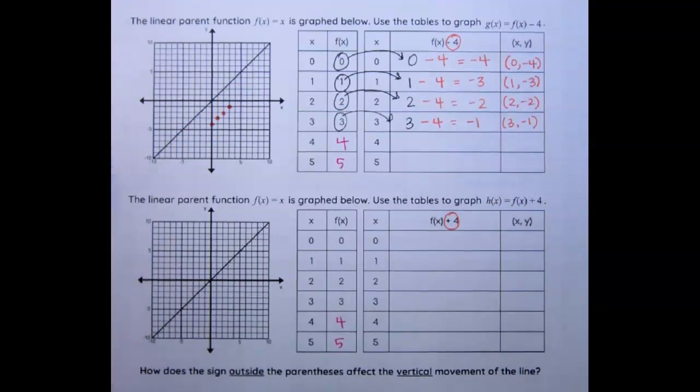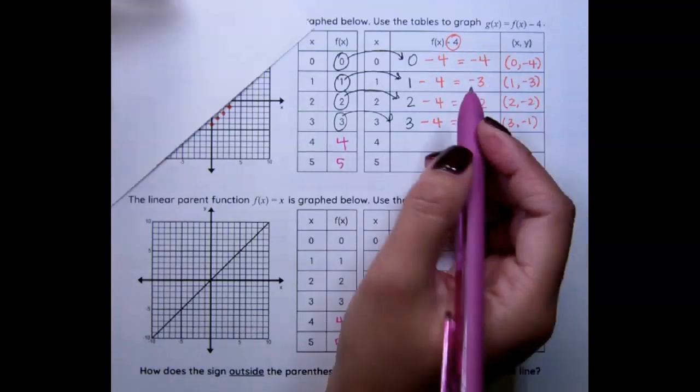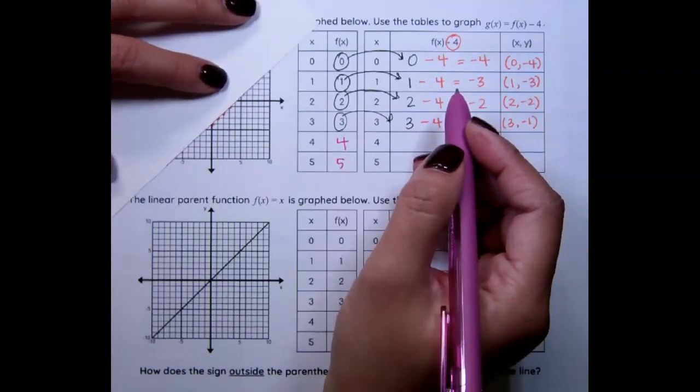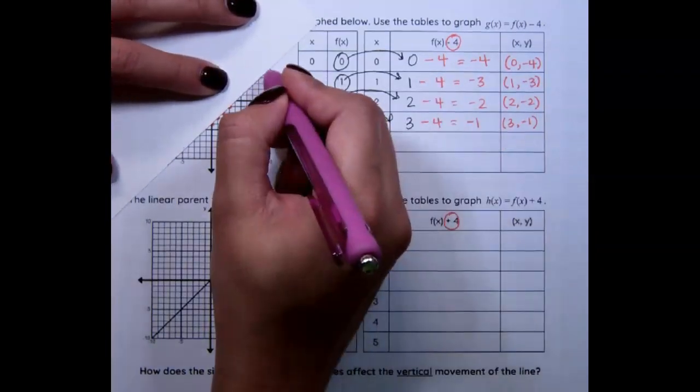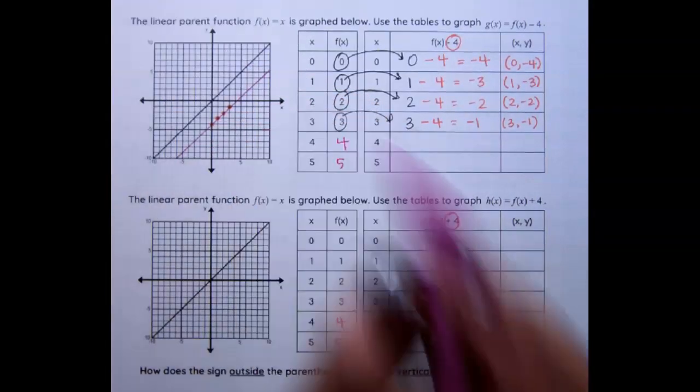I'm going to go ahead and connect these to create my actual line. Don't forget to do that part. If you don't, then it's just a discrete graph. It's just a bunch of dots if you don't connect them. Okay?